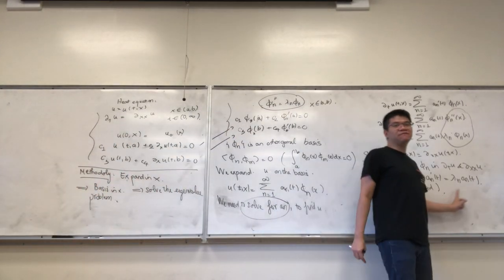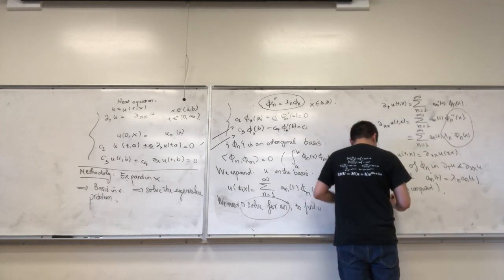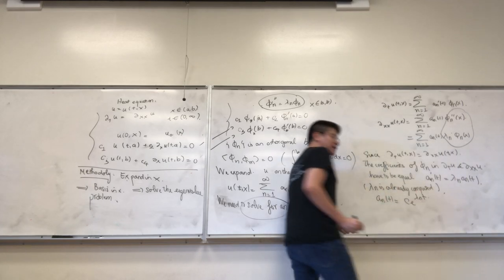So basically, this is a first order differential equation. So the solution should be an t is c times e to the lambda n t. So what can you say about this c?